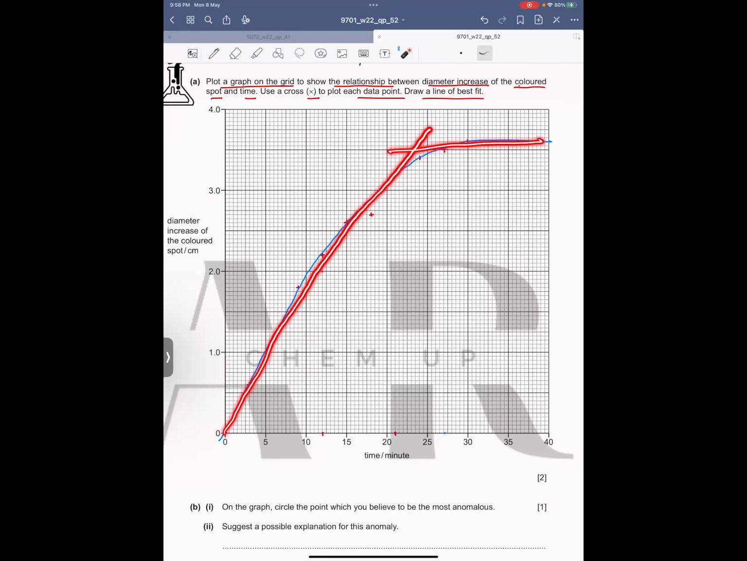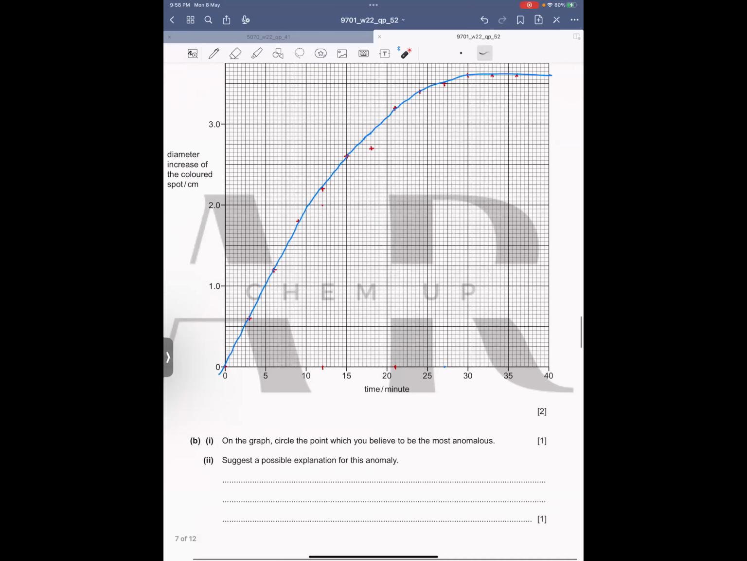Another way of drawing a line of best fit would be two straight lines like this, but if the examiner has mentioned to draw two lines of best fit, then we do that. Since the graph is showing a curve like this, you could draw a line of best fit as a curve only.